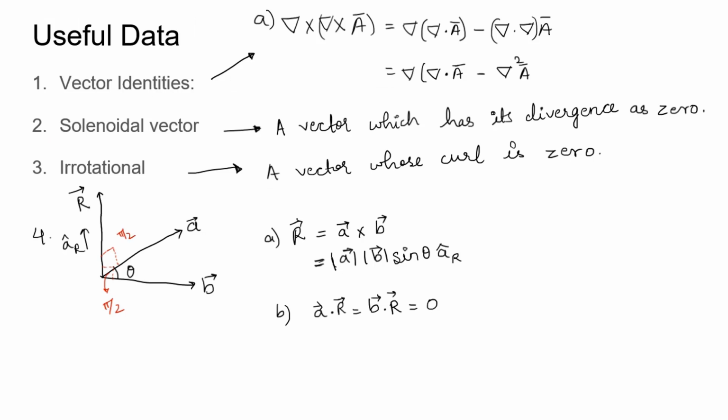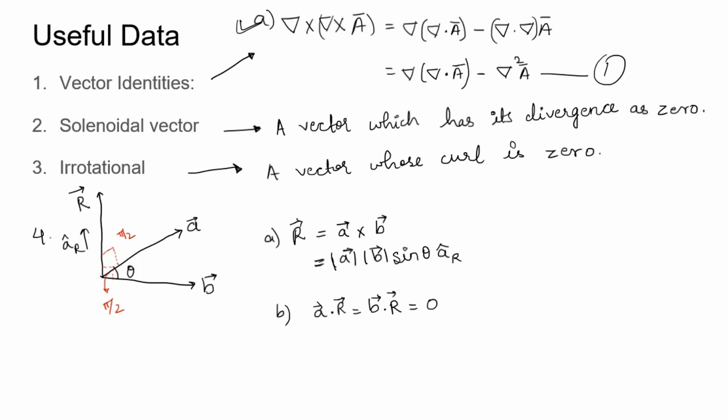So to solve this question, the important data which we need to keep in mind is the first thing, the vector identities. Out of the several vector identities, we need to keep in mind in our case just one vector identity, which is nothing but del cross del cross A is equal to del of del dot A minus del square A. So this is the one thing which we should know.